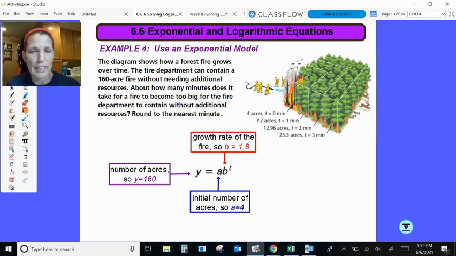Okay, that's our result, I guess. And then our starting point right here is 4 acres. That's our initial number, 4. Our growth rate, how we come up with that is, we take each of these ratios right here. If we take this 7.2 divided by 4, that gives me 1.8. That's a ratio of 1.8. If we take this 12.96 divided by 7.2, we also get 1.8. And also this ratio of 23.3 divided by 12.96 is also 1.8. So that is a growth rate of 1.8. So that's how we get that growth rate, okay?